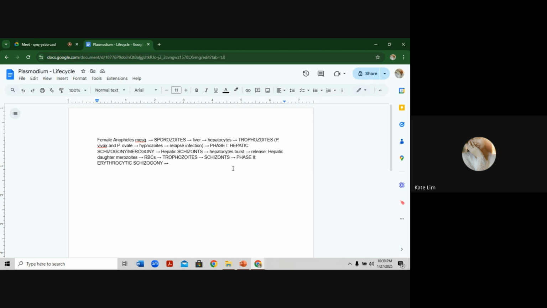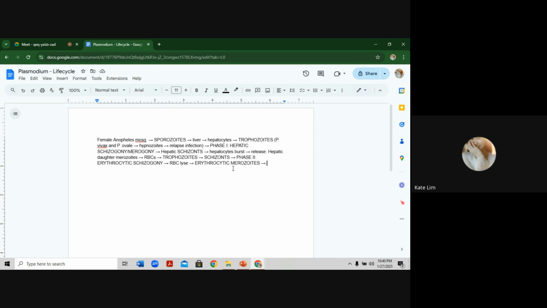So what will happen if it divides and multiplies? Your RBC would burst. If your RBC would burst or would lyse, it would release your merozoites. We specify those as erythrocytic merozoites. Okay, so these are your merozoites. The merozoites are then released when the infected RBC bursts.